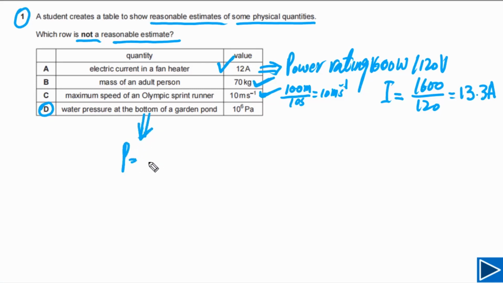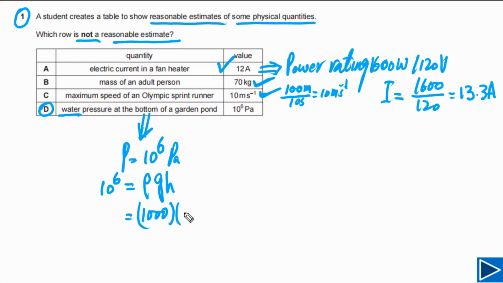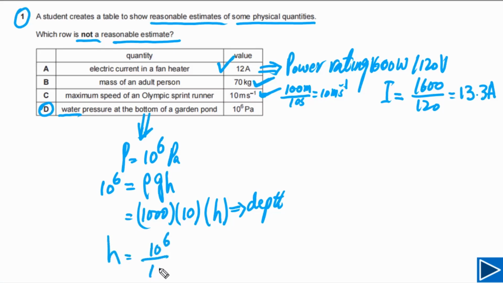P in this case is given to us. P is equal to 10 to the power 6 Pascal, but P is equal to rho g h, and in this case we are talking about water. So the density of water is 1000 kilograms per cubic meter. g, for simplicity, we can use as 10. So we can find the value of h, the depth. h will be equal to 10 to the power of 6 divided by 10 to the power of 4. So this is equal to 10 to the power 2 meters, meaning 100 meters, very deep.